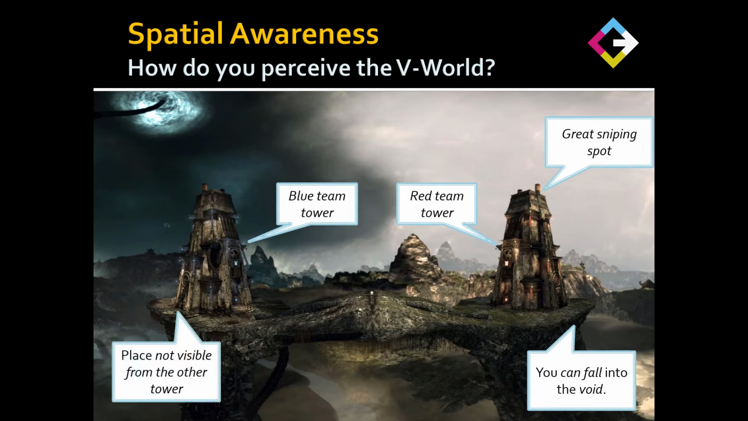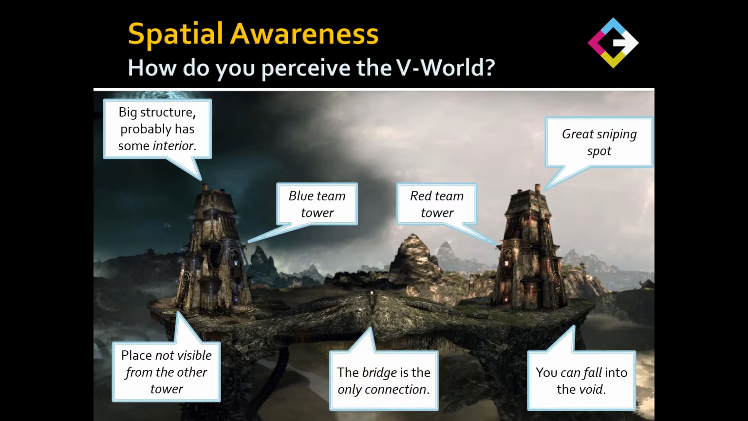Wait, not everything can be seen, someone can hide behind the tower. But the tower is steep looking. If there is a possibility to get on top of the tower, it probably leads through the tower, so the tower probably has some hidden interior as well. But the towers are connected only by this bridge in the middle. So, if those are really fortresses, then the sniping spot would be a valuable place, as we can guard the access to our fortress from there.